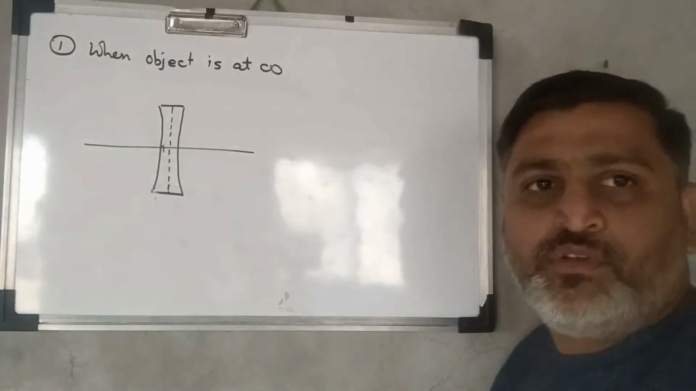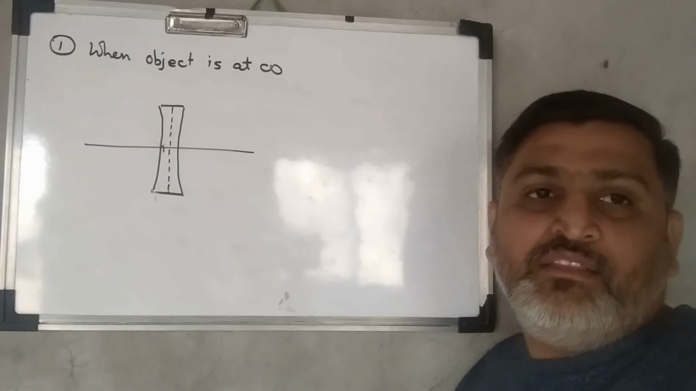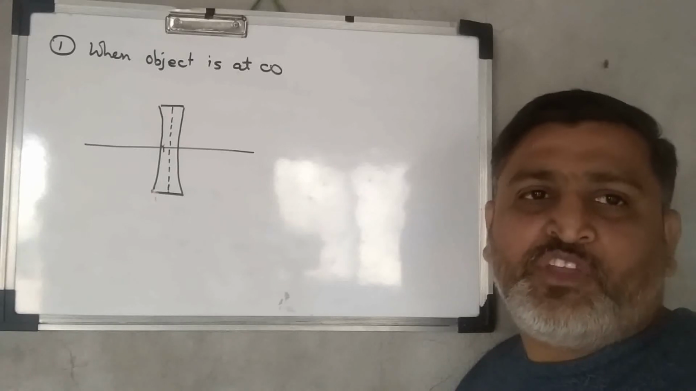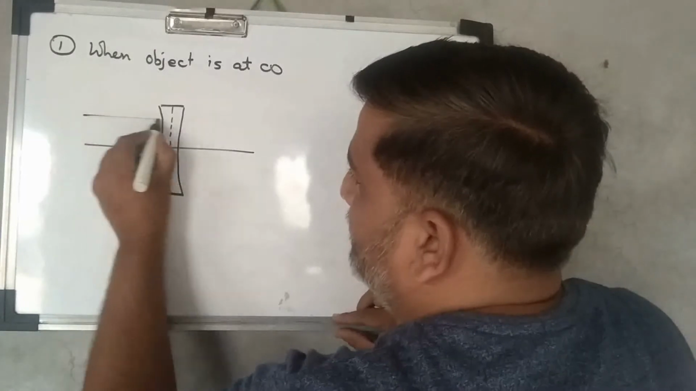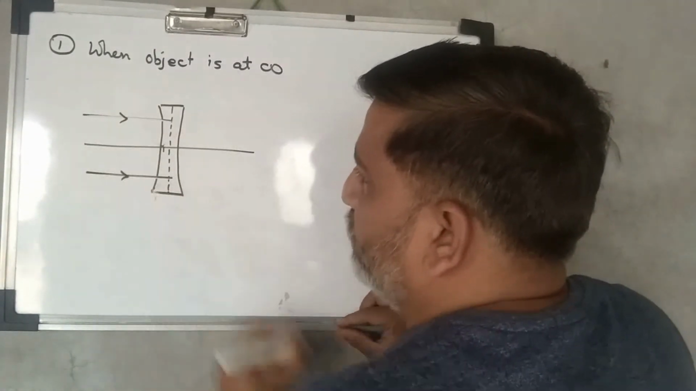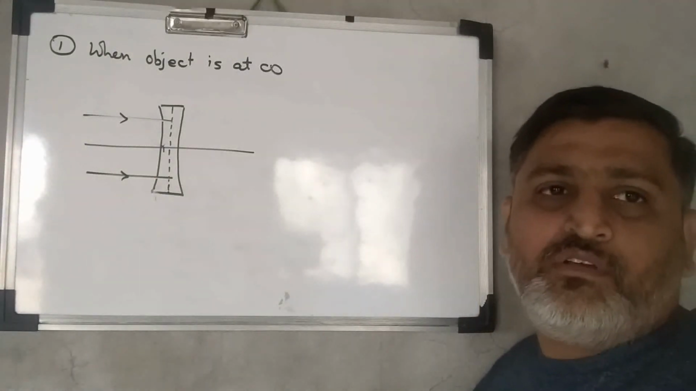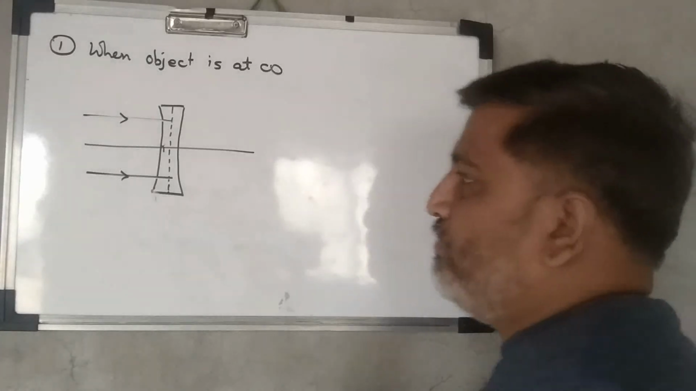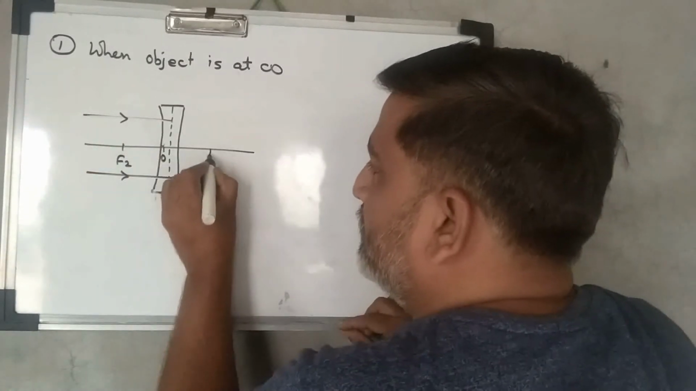As I told you in the last lecture, if the object is at infinity, then the rays from the object get incident on the lens parallel to the principal axis. So assume that the rays from the object are incident on this concave lens parallel to the principal axis. Okay, as we know, here is the f2, your optical center, here f1.